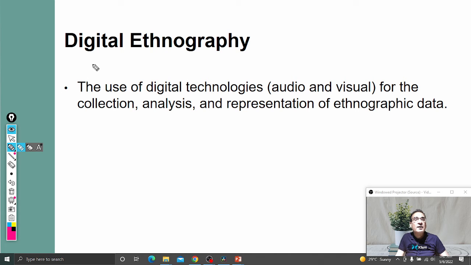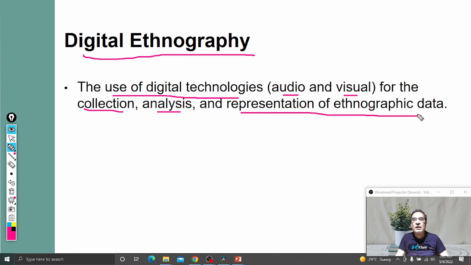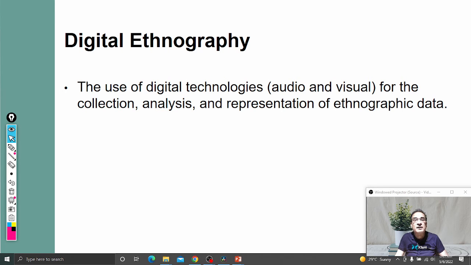Digital ethnography. Digital ethnography is a very popular type of ethnography nowadays, in which digital technology like audio and visual is used for the collection, analysis, and representation of ethnography. So it's a very modern technique. The ethnographer takes a camera or tape recorder and other digital gadgets for collecting information from the people. Sometimes people don't even know the person has such gadgets. So now ethnography research is comparatively easier compared to the past because of digital ethnography.